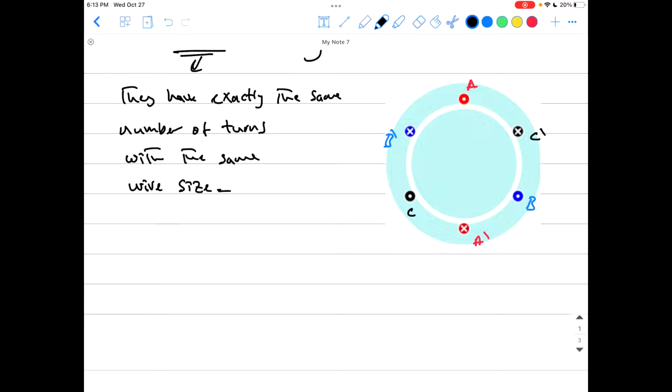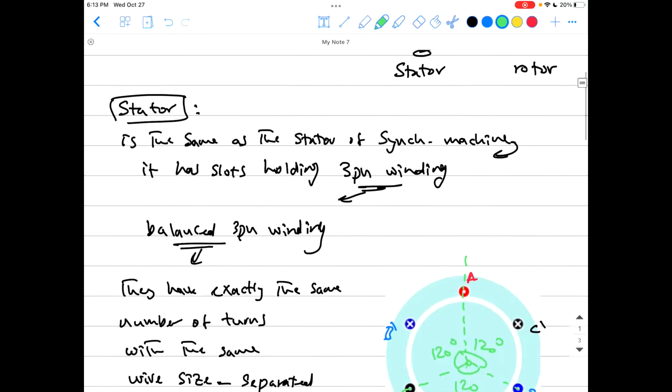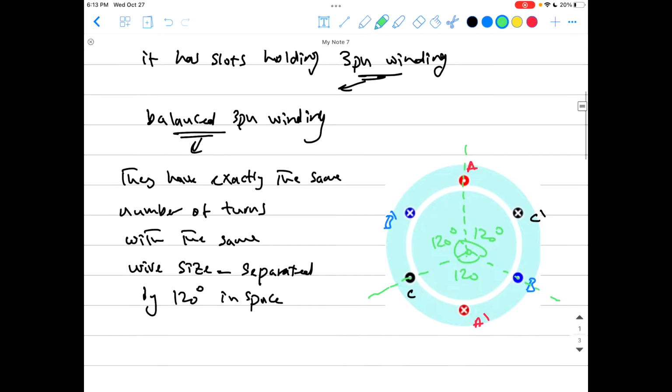But separated by 120 degrees in space, like you see in here. From A to B, this is 120 degrees, and from B to C, this is 120 degrees, and from C to A, that is 120 degrees. Like this, you have what we call a balanced three-phase winding. That means they are typical windings and have a 120 degrees phase shift.